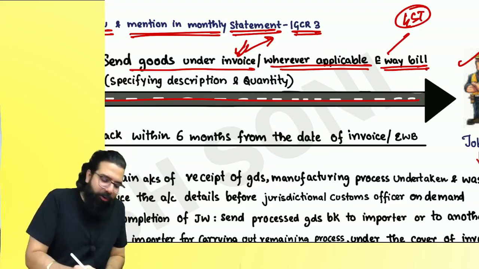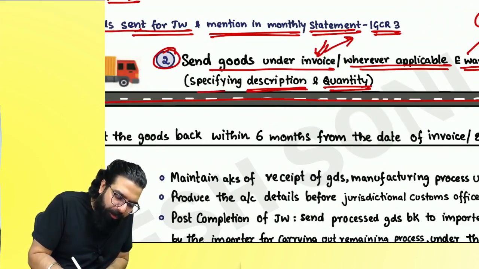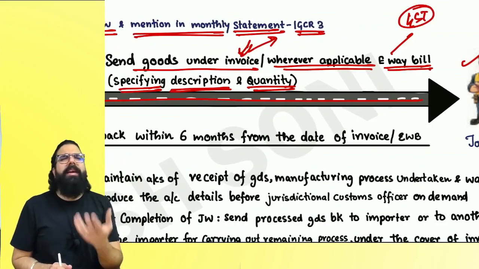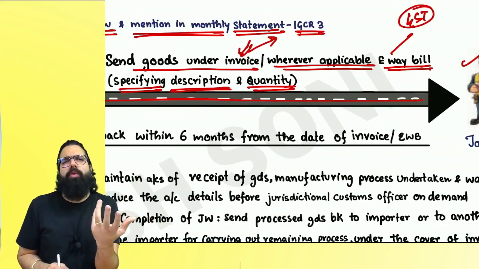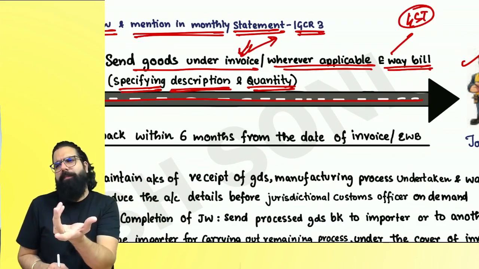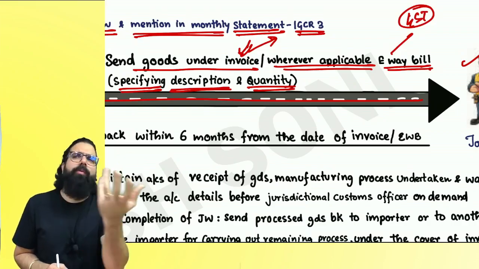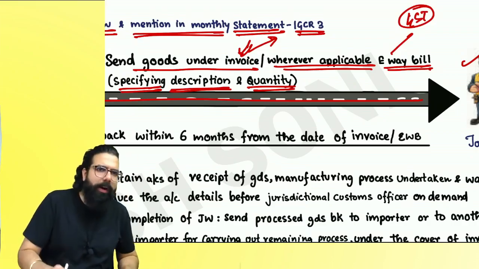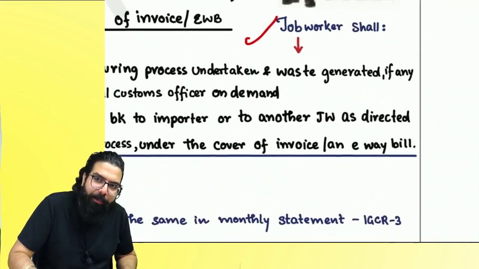Can I go ahead? And you should always mention the description and the quantity. You should always specify in your delivery challan, or when you are sending through an e-way bill, you should mention what is the quantity of goods I'm sending for job work. Can I go ahead, everyone? And now, the job worker will do the job work. He will keep your goods ready.